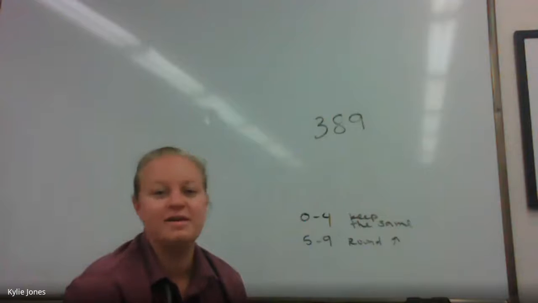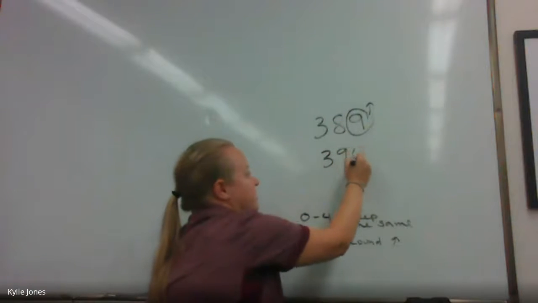All right, I see Madi. Go ahead. I got my answer by the last digit, the ones. It was from 5 to 6, so I rounded up, which made the 8 a 9. Good. So you got the 390.